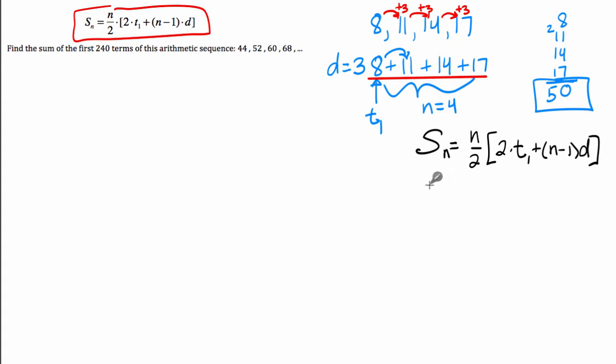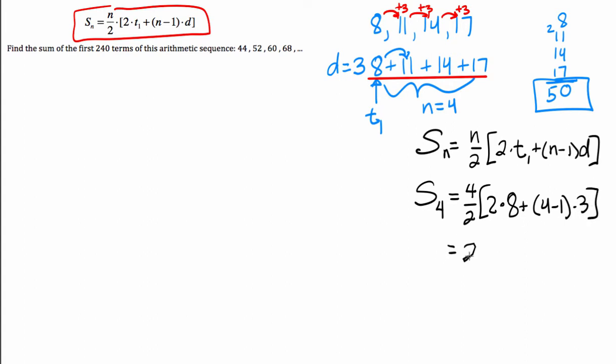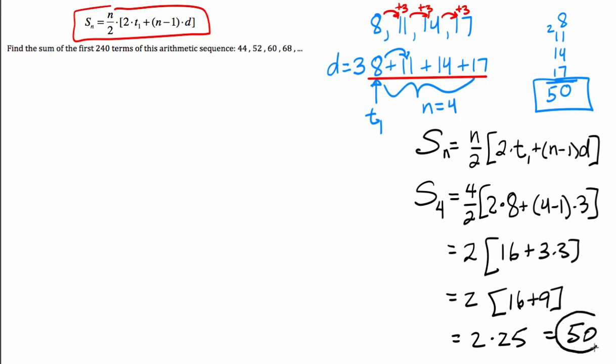And so now let's fill some numbers in. We're looking for actually S sub 4, the partial sum of the first 4 terms of this sequence. So that's going to equal 4 over 2, 2 times 8 plus parentheses 4 minus 1 times 3. And then magic happens, and the result is 50.